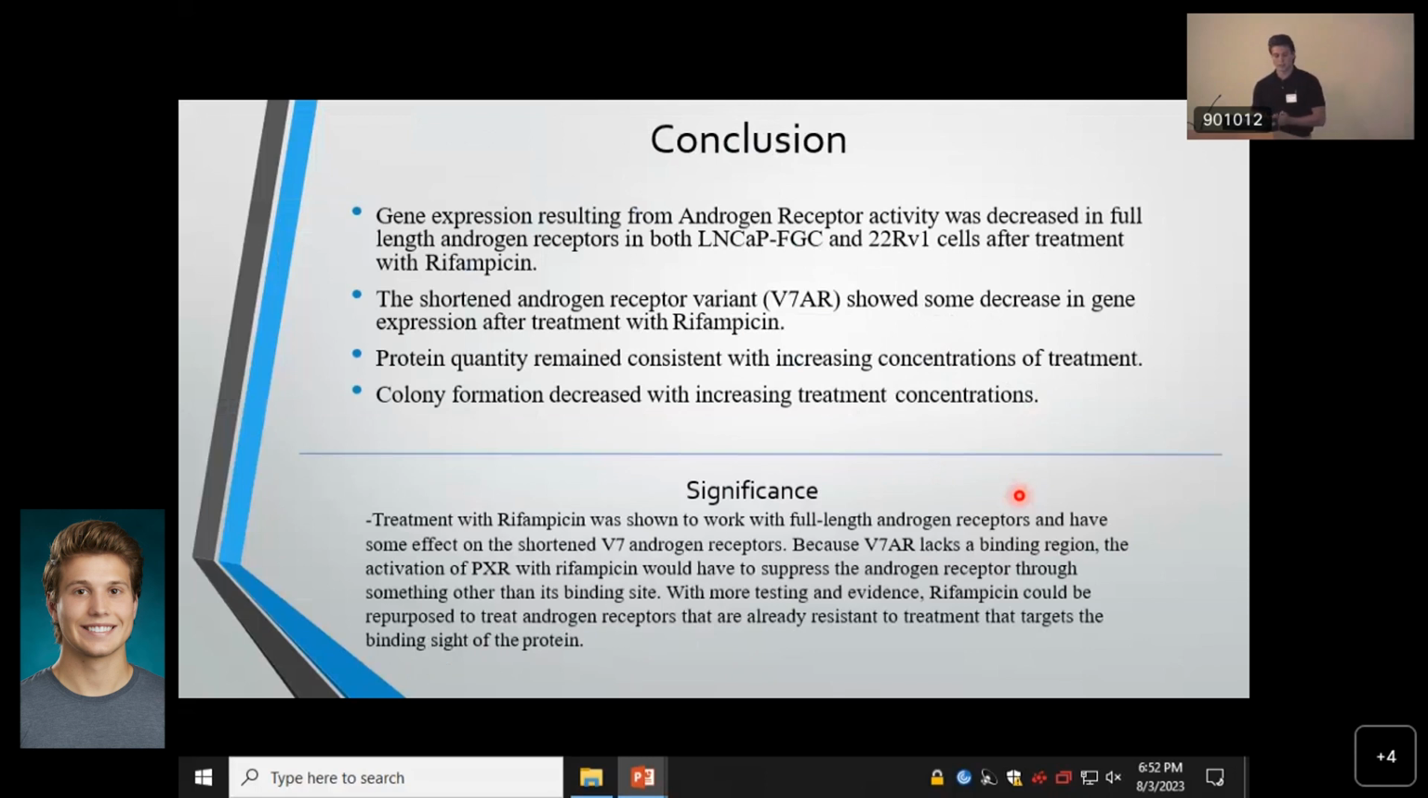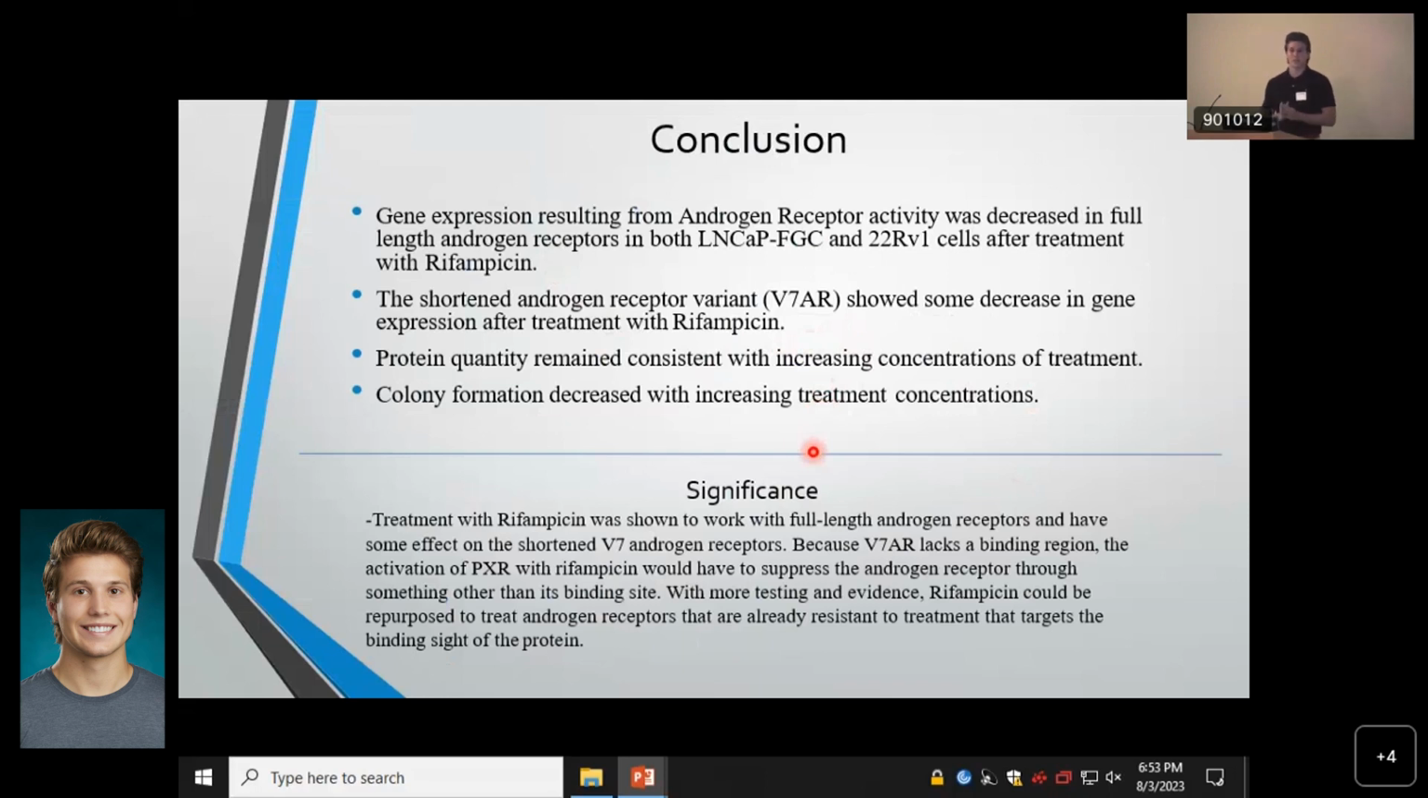Combining all three of these, in conclusion, the gene expression resulting from androgen receptor activity was decreased in the full-length androgen receptors in both cell types after treatment, and the shortened androgen receptor variant in the 22RV1 cells also showed some decrease in gene expression with treatment. Along with this, protein quantity remained consistent with increasing concentrations of treatment, and colony formation decreased with increasing treatment concentrations.